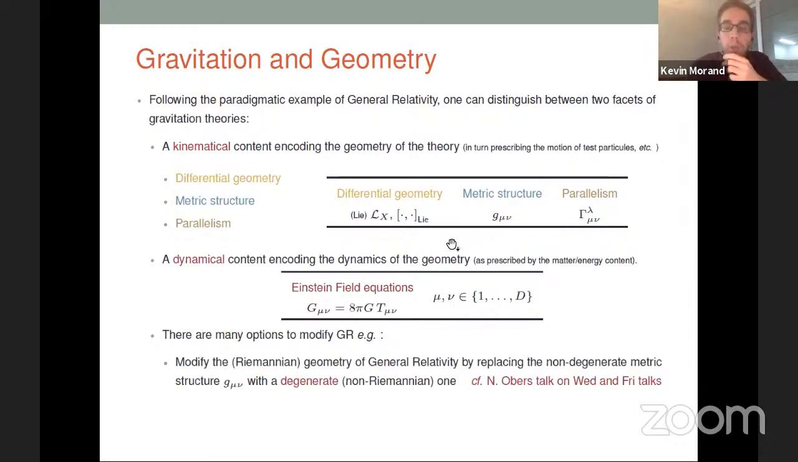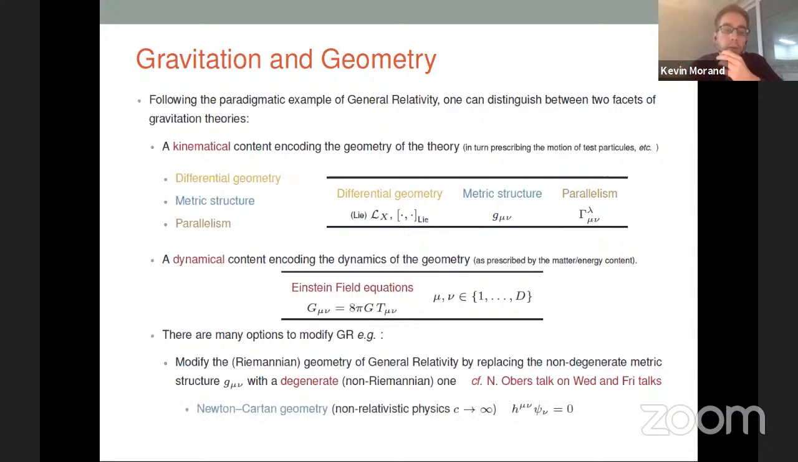So one possibility to do this is to modify this Riemannian geometry of general relativity by replacing this non-degenerate metric structure with a degenerate one. So here, a degenerate structure I will call non-Riemannian or non-Lorentzian, as was nicely discussed by Niels Obers in yesterday's talk, and as also will be discussed in a forthcoming talk tomorrow.